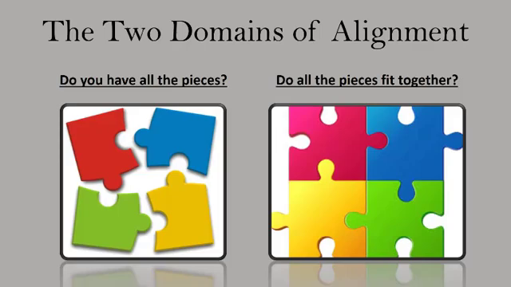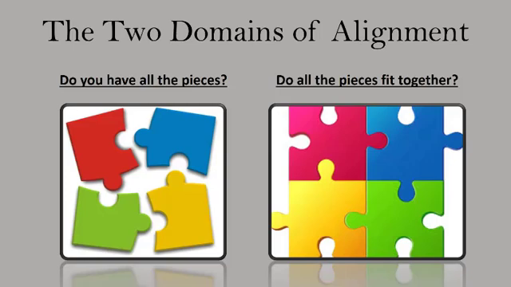Do you have course objectives? Do you have module objectives? Do you have assessments? Do you have instruction? Do you have opportunities for interaction? Do you have all of these components just there, right? Are they present in the course?